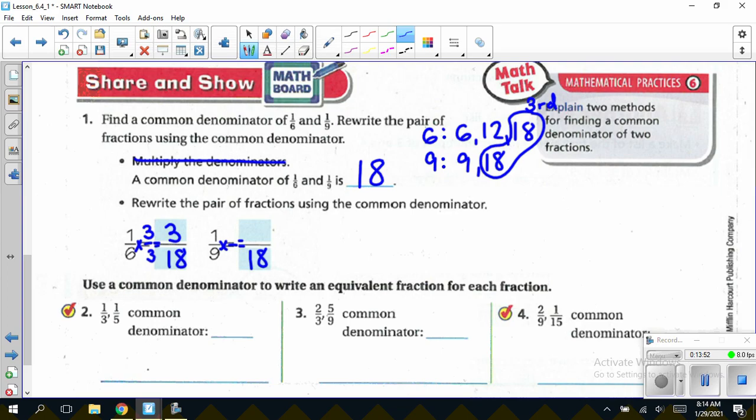Do the same thing for 1/9. I know 9 times 2 is 18. Multiply my numerator by 2 as well. So my equivalent fraction for 1/9 is 2/18.